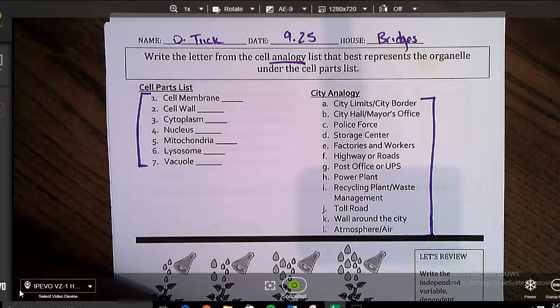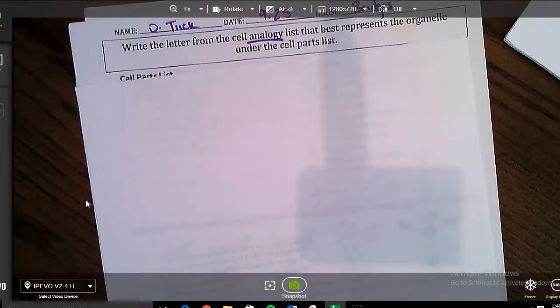If I do not see thumbs up, I'm coming around, Mr. White is coming around, and it will be a demerit if you're just copying me, because that's not learning, it's just cheating. Okay, good. All right, ladies and gentlemen, we're going to go over our answers very quickly.